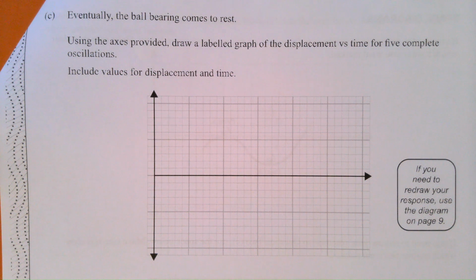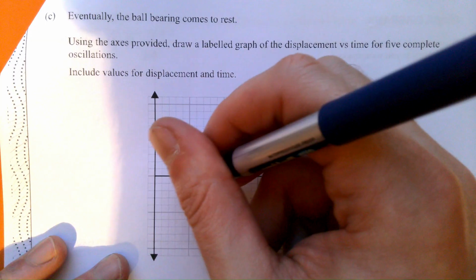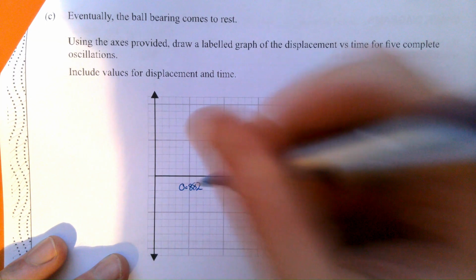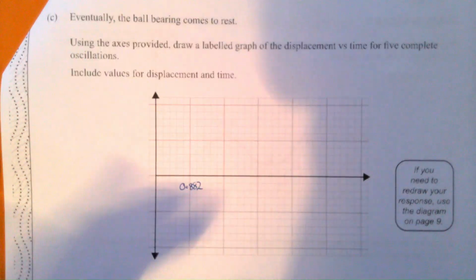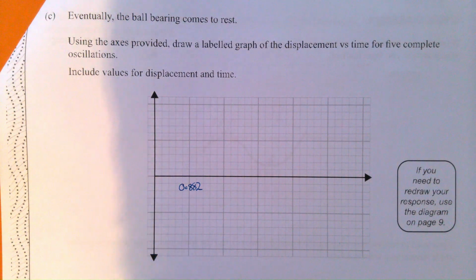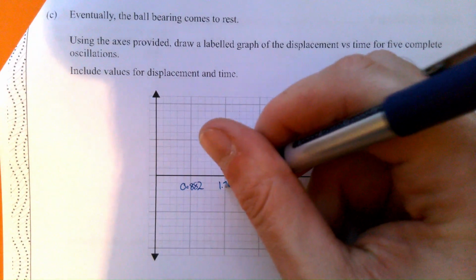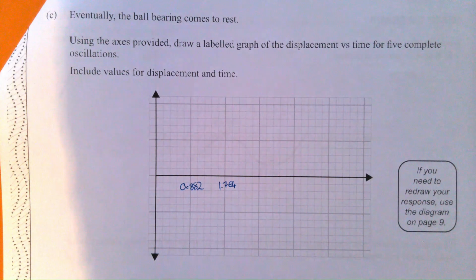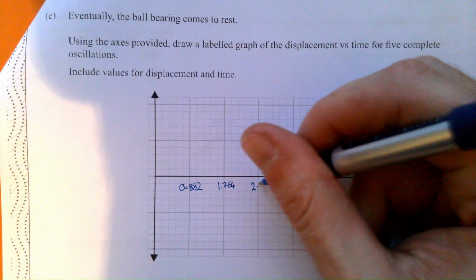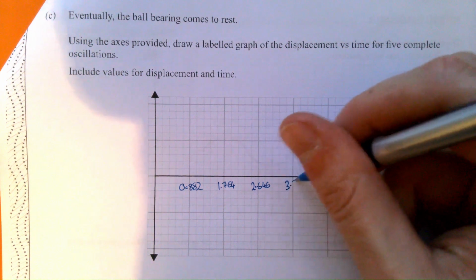Really, what you can get away with is your time period here of 0.882, and then you're just going to multiply that up each time. So 0.882 times 2 is 1.764. If you times it by 3 instead to find the third square, 2.646. Times it by 4 to get the fourth square, 3.528.